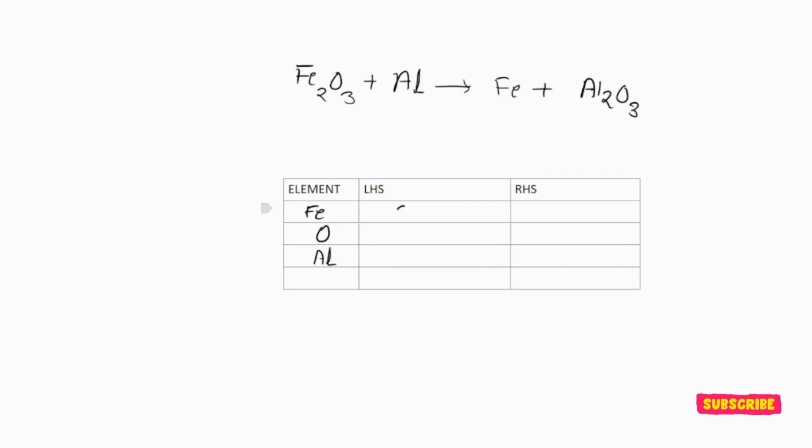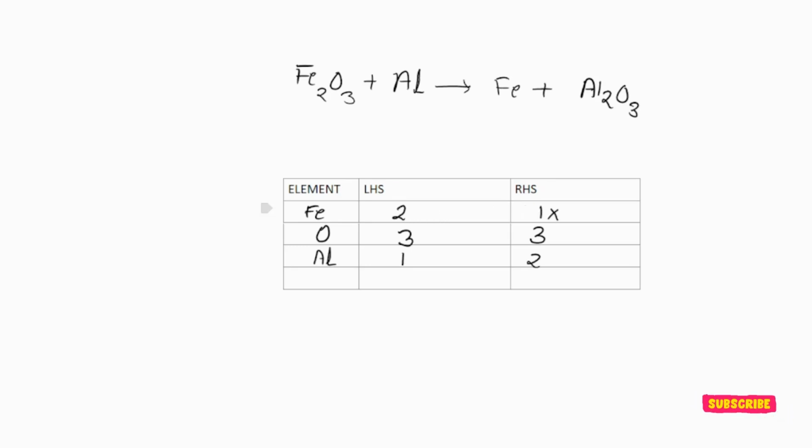You will see 2. Right hand side, I have got 1. Oxygen is how much? Oxygen is 3. On left hand side, right hand side it is also 3. See number of aluminium, it is 1, and here it is 2. See 1 and 2. So we have written this. Now let us check with iron. So left hand side it is 2, right hand side it is 1.